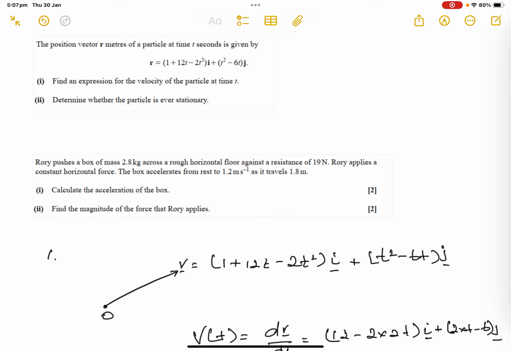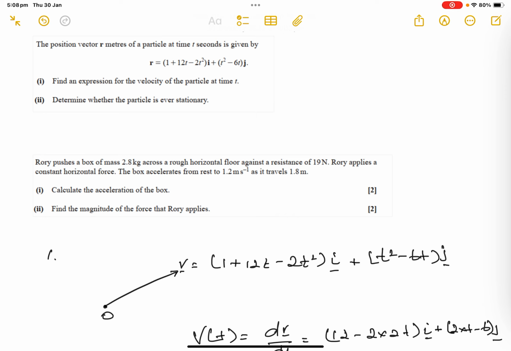Rory pushes a box of mass 2.8 kilogram across a rough horizontal floor against a resistance of 19 Newton. Rory applies a constant horizontal force. The box accelerates from rest to 1.2 meter per second as it travels 1.8 meter. So the box mass is 2.8 kilogram, and it's on a rough horizontal floor.